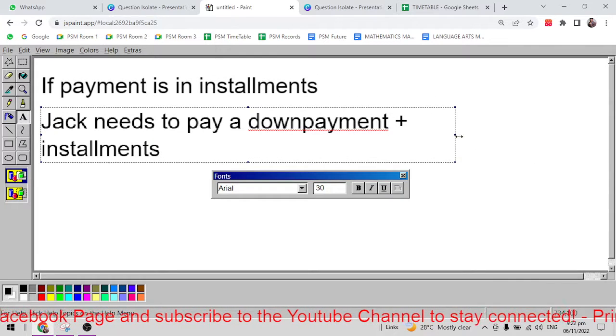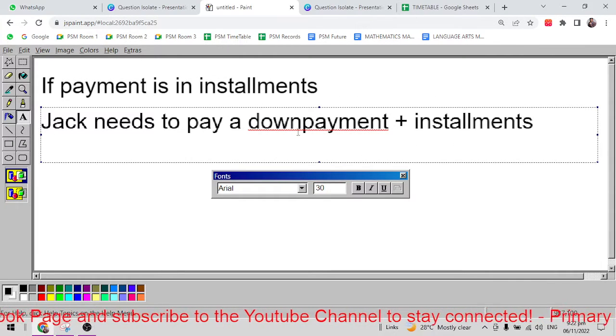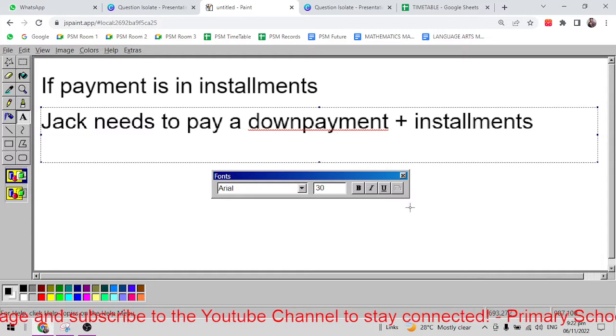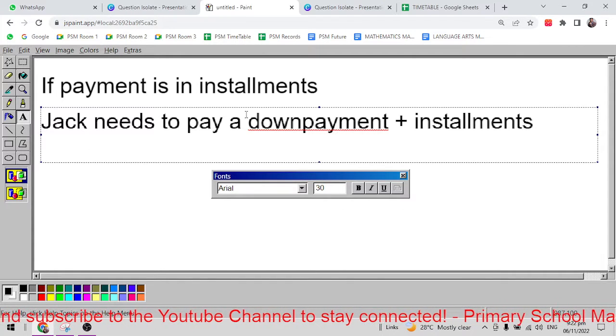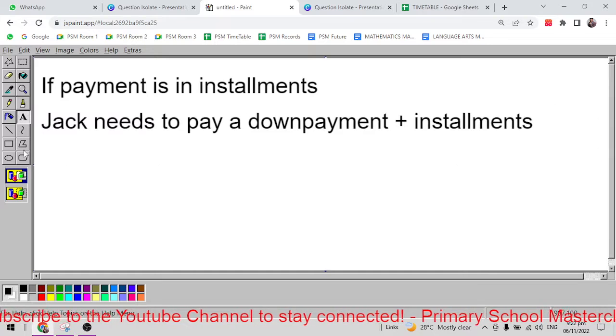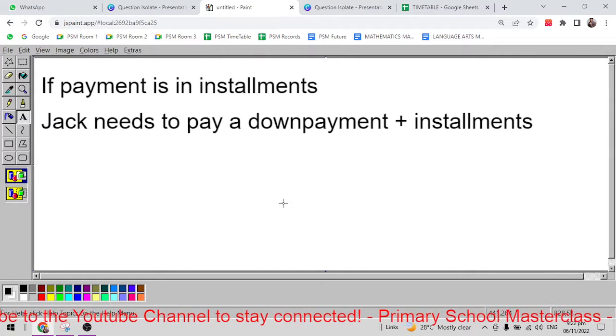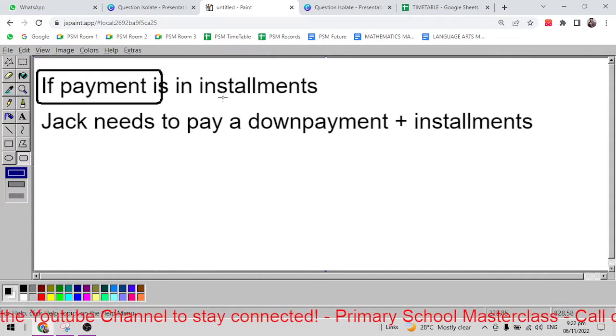If Jack does not want to walk into the store and put down all the money one time to get the laptop, Jack will need to go this way. He needs to pay a down payment plus installments. Okay? All right? Good.